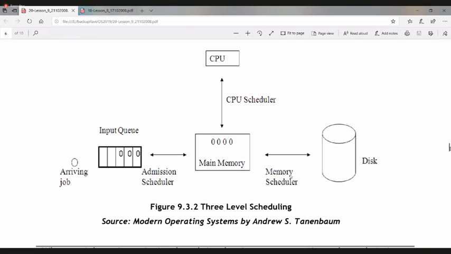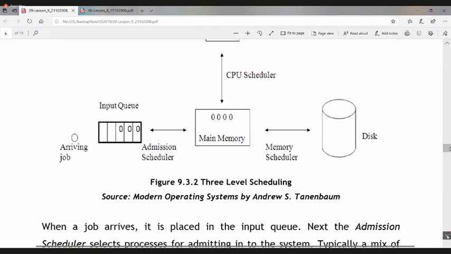Then a memory scheduler is there because if memory is full, you have to put some to the hard disk and get some, and so on. So a memory scheduler should be there. Then CPU time is also limited. You have to divide it between different processes, different jobs. Therefore, a CPU scheduler is there. So you need three schedulers.